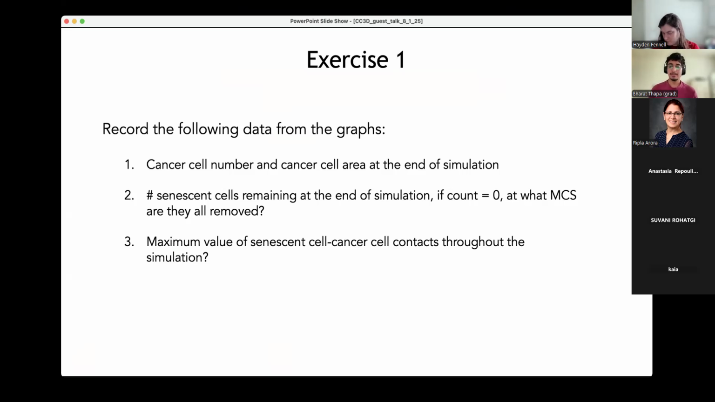write down the name of the model that you used. Write down what was the cancer cell number at the end of the simulation, and what was the cancer cell area. Then look at how many senescent cells were remaining at the end of the simulation. This might or might not happen, but if the simulation ends with 0 senescent cells, then figure out at what MCS the count became 0 for senescent cells. And then also calculate the maximum value of senescent cell, cancer cell contacts, which is being tracked in real time throughout the simulation.